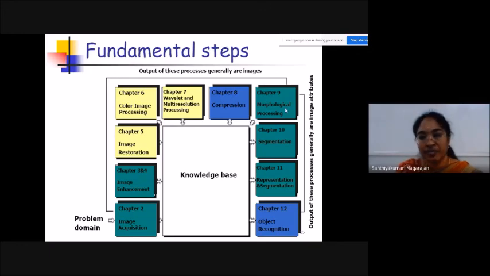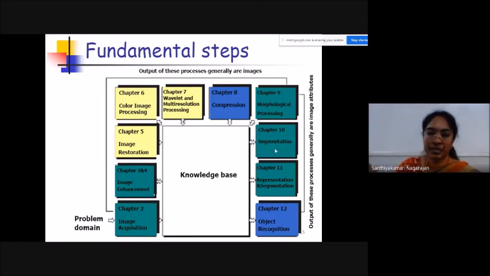Then, followed by these morphological operators, comes the segmentation process, where you are particularly interested in, say, the nose part, outside the nose and inside the nose of that baby image. You are going to segment that information either by edge-based segmentation or region-based segmentation. This is the next step.